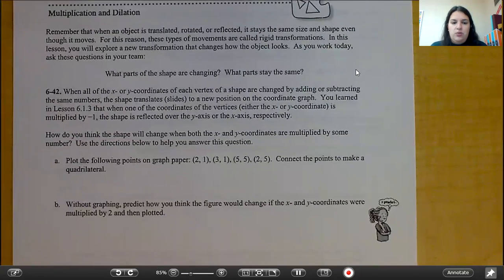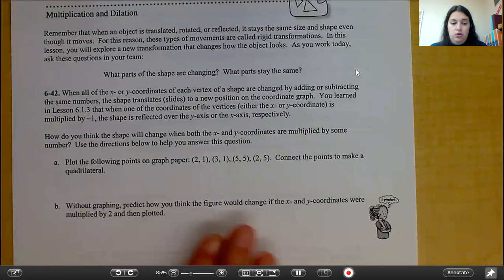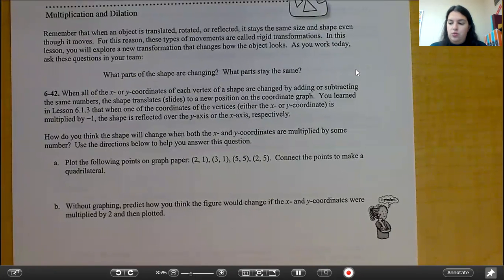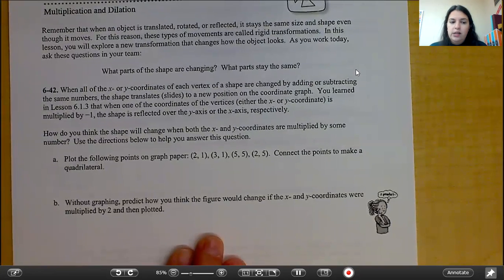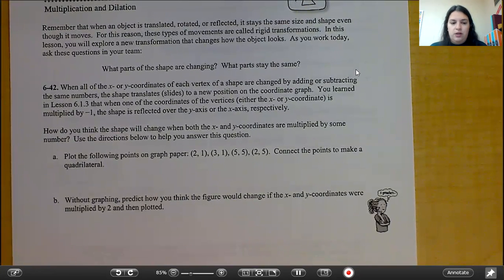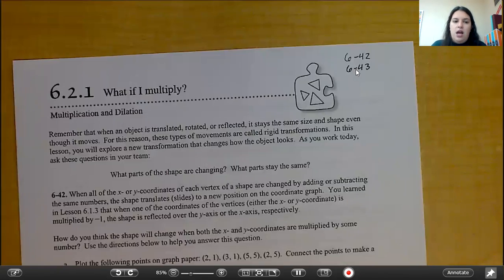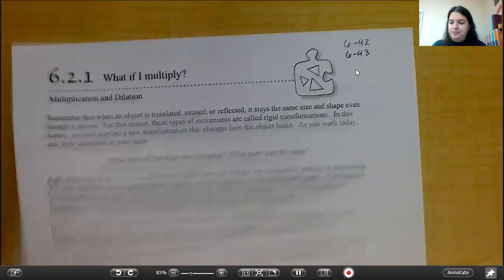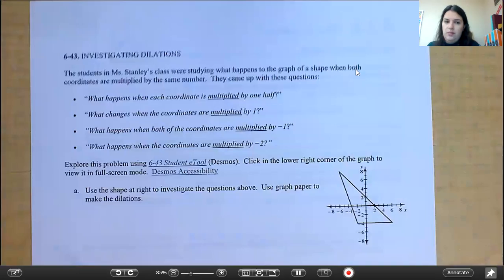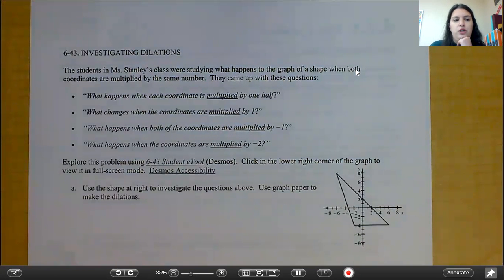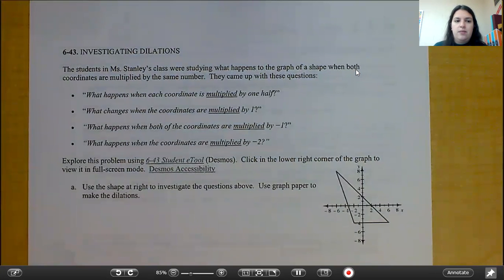So, going back over 642, you're going to do part A, then you're going to do part B. Make sure you write your prediction here, and then you're going to finish by testing your prediction and answering this last question. So 642, you were doing the whole problem together, so go ahead and pause the video and do that problem right now. If you're back with me, you have finished problem 642, so we're going to go on to 643 now. We are going to save 642 to talk about in class.